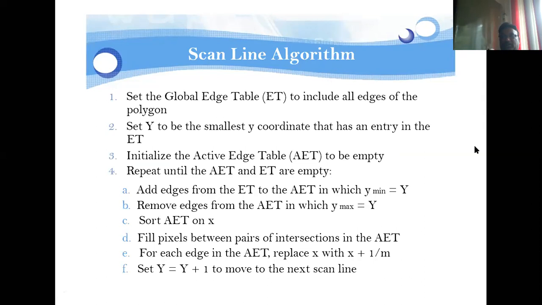So are there any questions? Everybody understood? It is a little bit difficult to understand here, but once you understand how you are going to find it, then it becomes easy. Here you have to consider the active edge table and the global edge table. Got it? Is there any question?